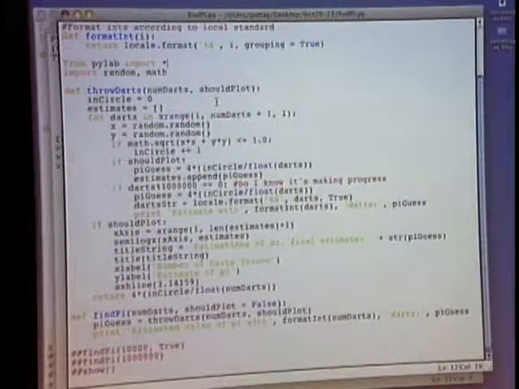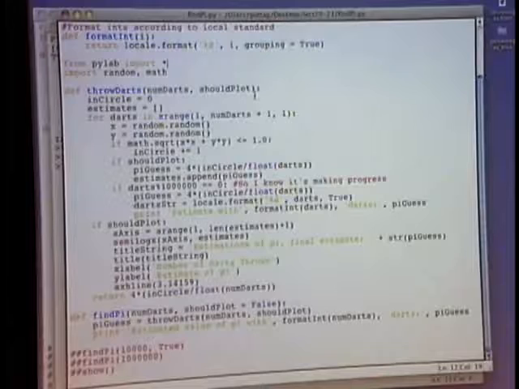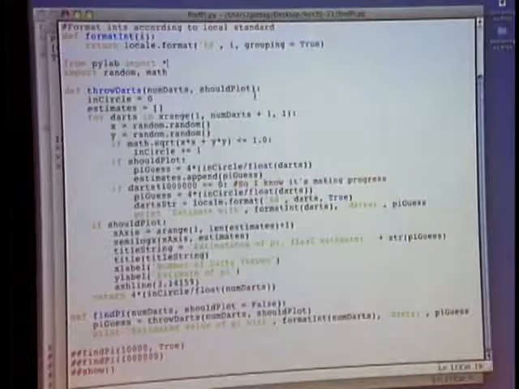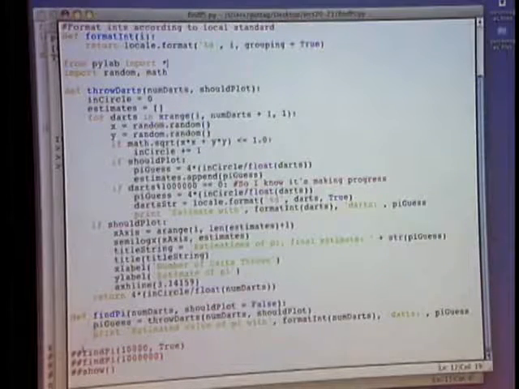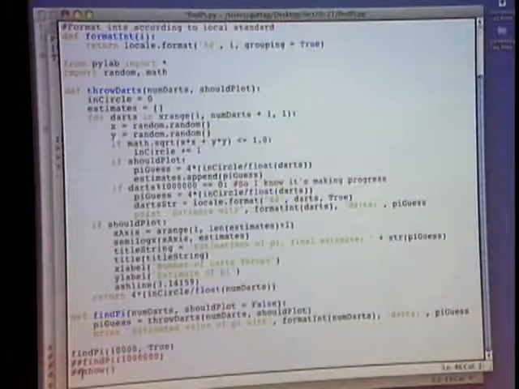And then I'm going to throw a bunch of darts. The other thing you'll notice is throw darts has a parameter called should plot. And that's because when I throw 1 billion darts, I really don't want to try and take the time to plot 1 billion points. So let's first look at a little example. We'll try throwing 10,000 darts.